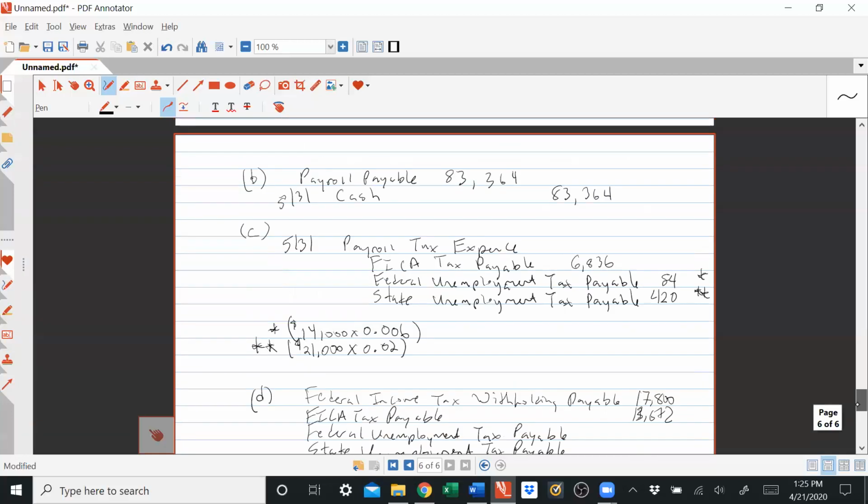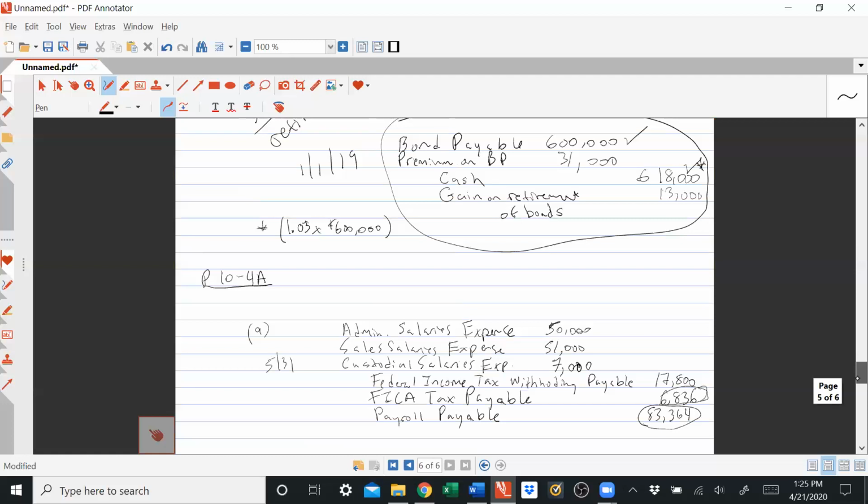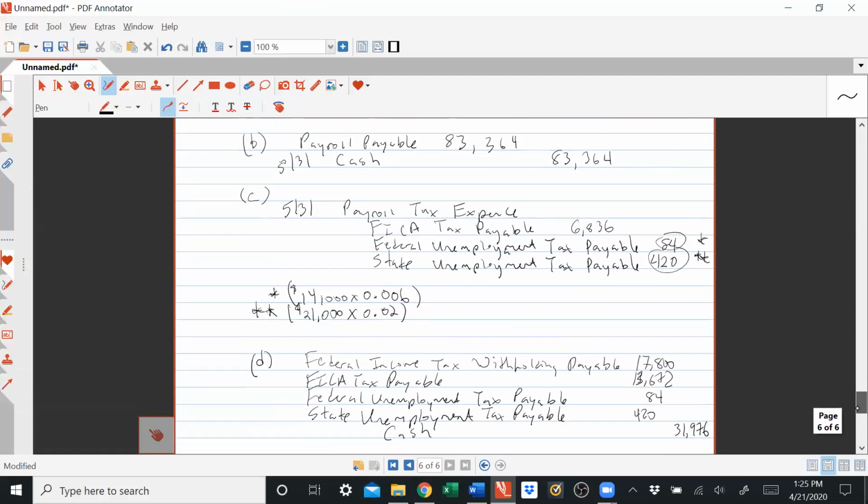So essentially, we're just getting rid of these liabilities that we originally established. This one was for 84, this was for 420. Now we're paying it. So debit the liabilities, and how do we satisfy the liabilities? We got to get rid of an asset, in this case cash, credit cash, for the sum of all these, which is 31,976. And that is exercise, or problem 10.4a.